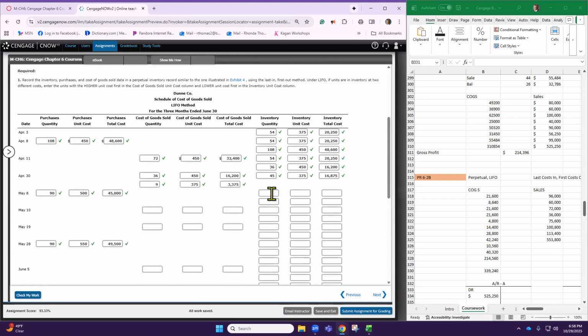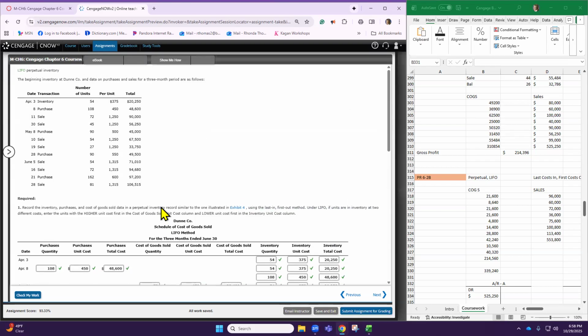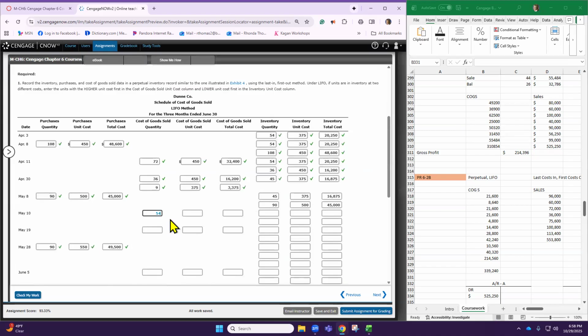All right, now we're purchasing more. So you simply bring down what you had remaining the last time you did the balance, and you add the new one. So here's the newest costs. They're going to be sold first. Okay, so on May 10th, we're selling 54 items. So we have enough to fulfill that. 54 items times $500 is 27,000.